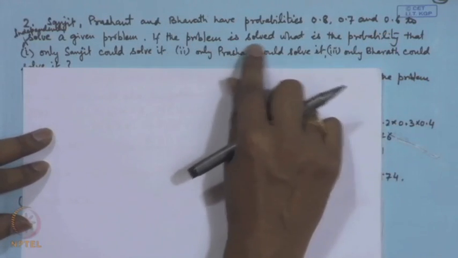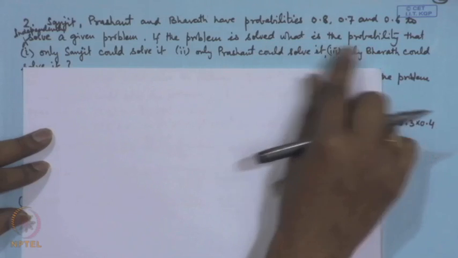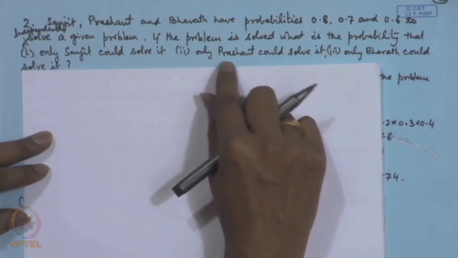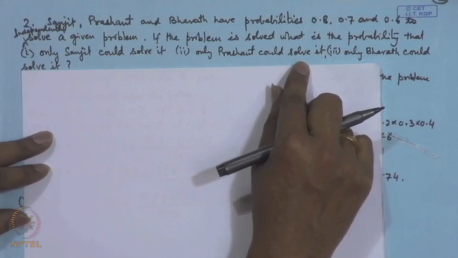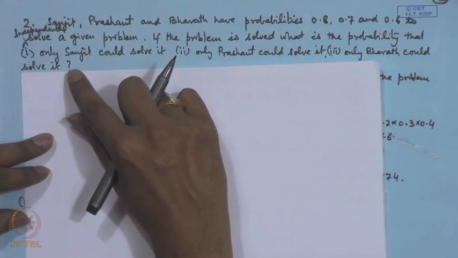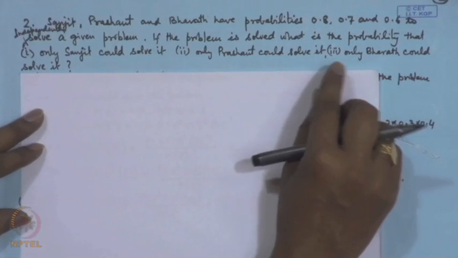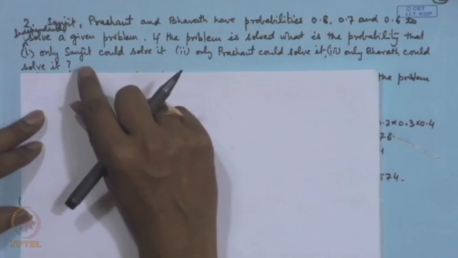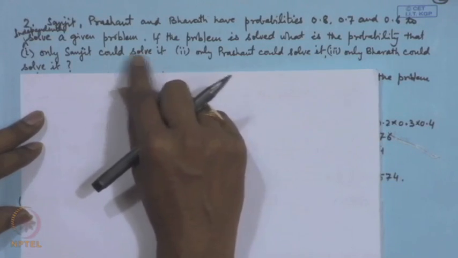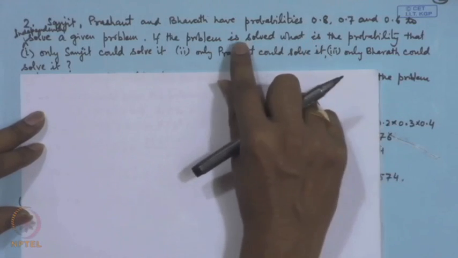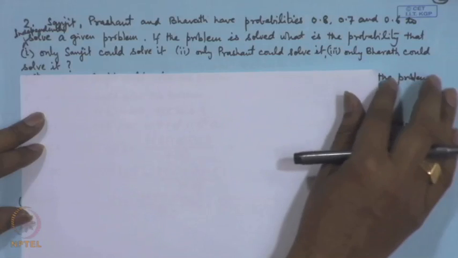Now, if the problem is solved, what is the probability that only Sanjeet could solve it, or only Prashant could solve it, or only Bharat could solve it? Now, this is again the case of conditional probability. What is the probability that Sanjeet could solve the problem given that the problem is solved? Only Prashant could solve the problem given that the problem is solved, etc.